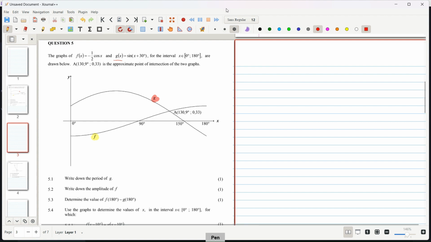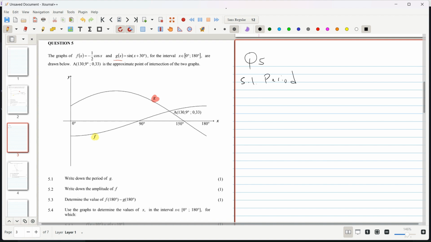Okay, let me change the colors. So for question 1, which in this case is question 5.1, the period of g is 360 degrees.